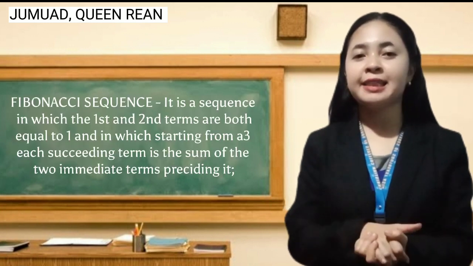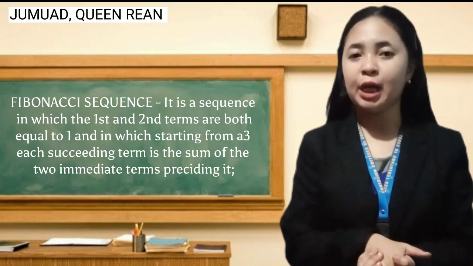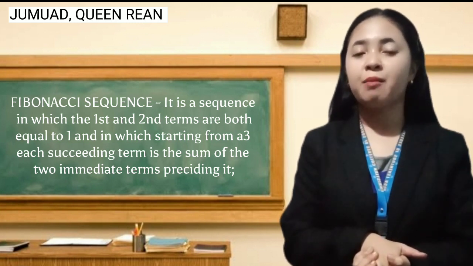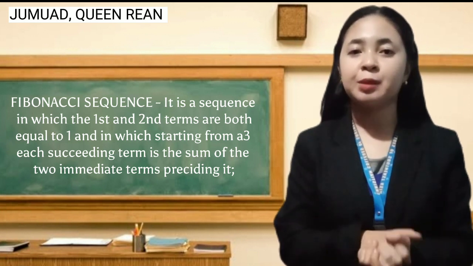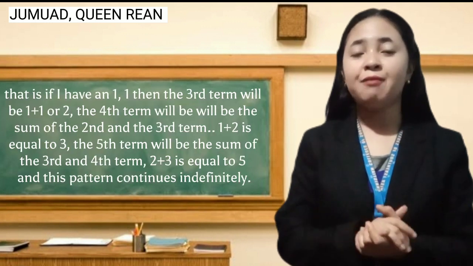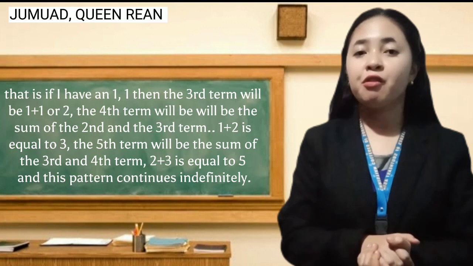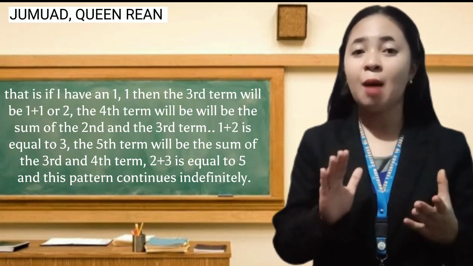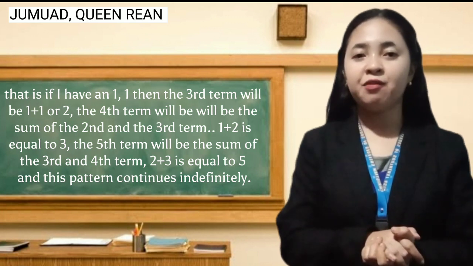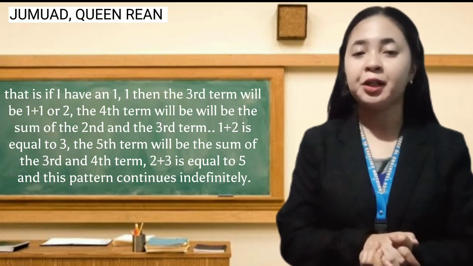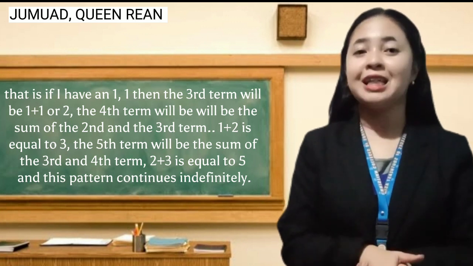Finally, the Fibonacci sequence. It is a sequence in which the first and second terms are both equal to 1, and in which, starting from a sub 3, each succeeding term is the sum of the two immediate terms preceding it. That is, if a sub 1 and a sub 2 are 1, then the third term will be 1 plus 1, or 2. The fourth term will be the sum of the second and the third term: 1 plus 2 is equal to 3. The fifth term will be the sum of the third and fourth term: 2 plus 3 is equal to 5. And this pattern continues indefinitely.